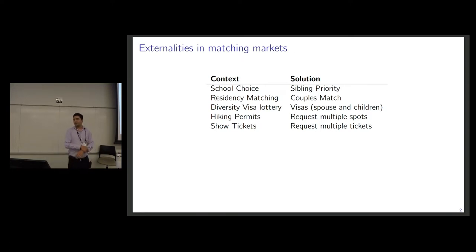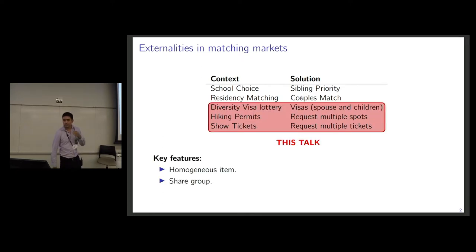Since externalities are in general hard to handle, theory offers little guidance on how to design mechanisms to accommodate such preferences. And in practice, a variety of ad hoc solutions are used. So in this talk, we're not going to solve all externality problems, but we're going to focus on those three examples that share two key features. First, we're allocating a homogeneous item. And second, people want to share it as part of a group.